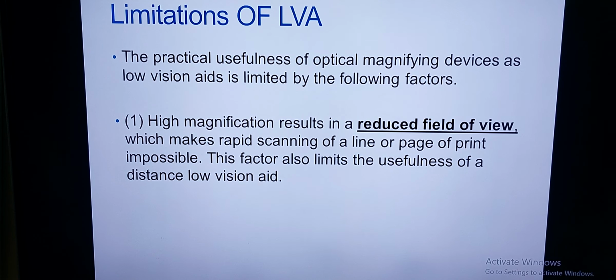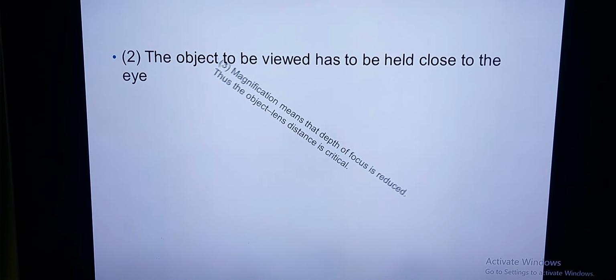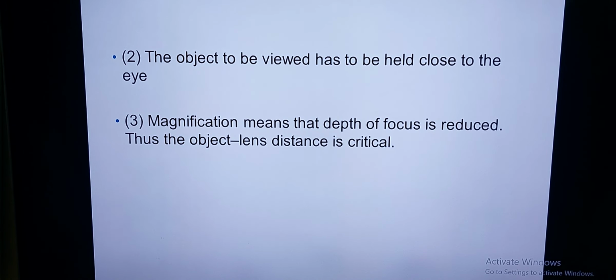Another limitation is that if a handheld magnifier is used, the patient constantly has the inconvenience of holding it at a very close distance to view the objects clearly. And the other is that the depth of focus is reduced. Since it provides a magnified view of the object, the object to be viewed has to be held at a close distance to the eye, and the magnification means that the depth of focus is reduced. Thus, the object lens distance is very critical.